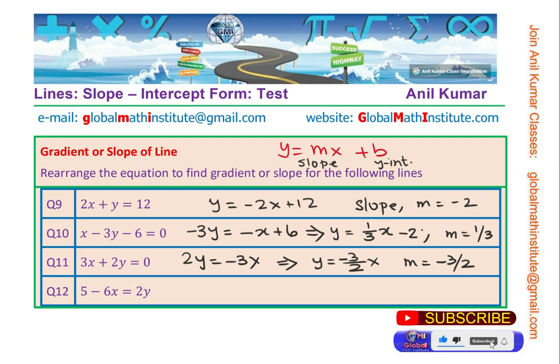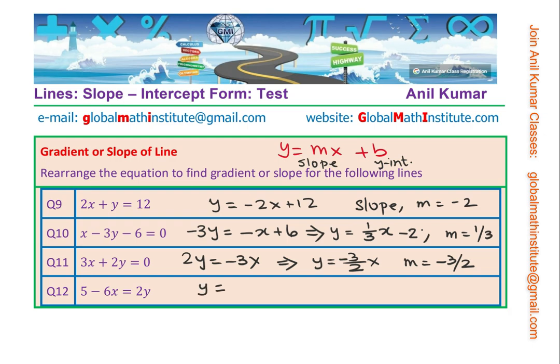The next one is 5 minus 6x equals 2y. So we can isolate y dividing 5 and minus 6x by 2. So we can say that y equals minus 6 by 2 x, which is minus 3, right, plus 5 by 2. So I'm going to rewrite this as minus 3x plus 5 by 2. And that gives a slope of minus 3. Is that clear to you?